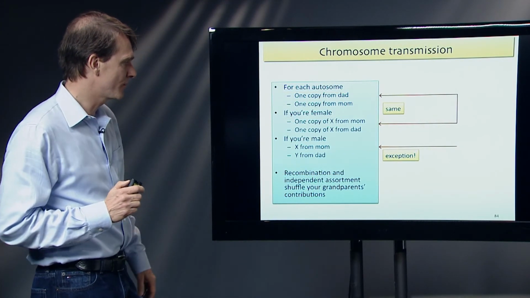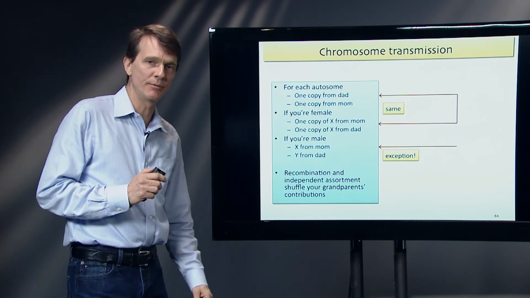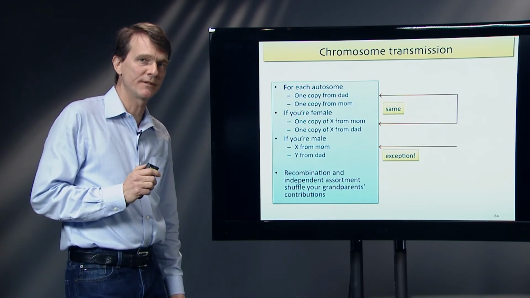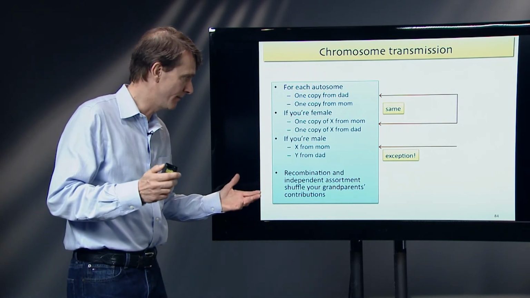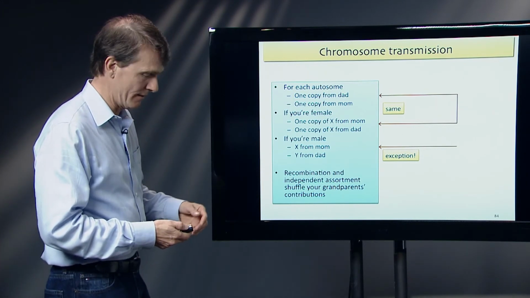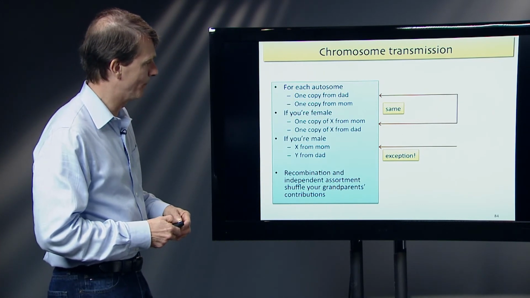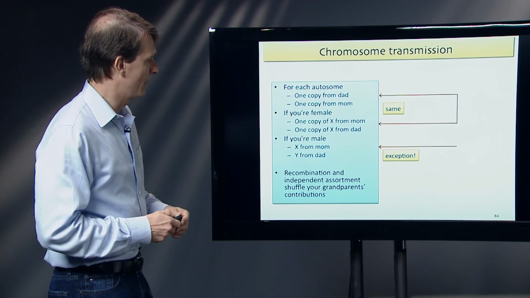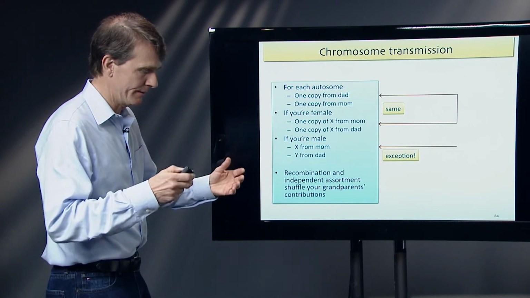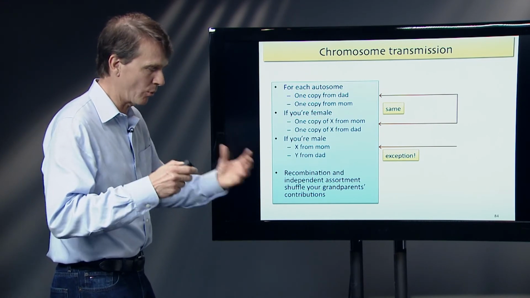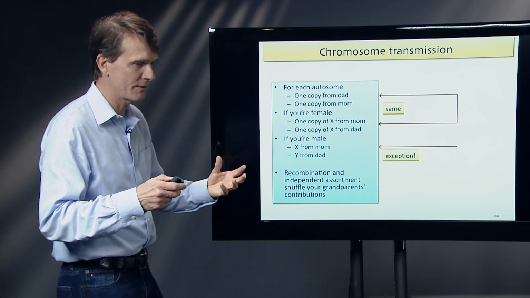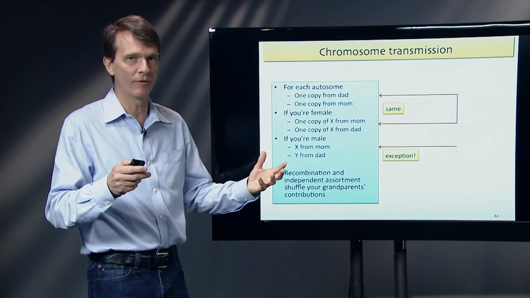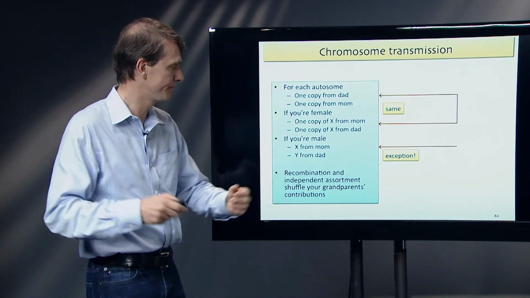Recombination and independent assortment shuffle your grandparents' contributions in very interesting ways, and essentially make it so that different portions of the different chromosomes have essentially an infinite number of possibilities of coming together.